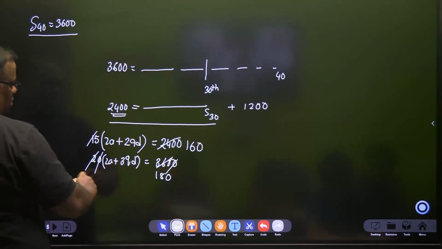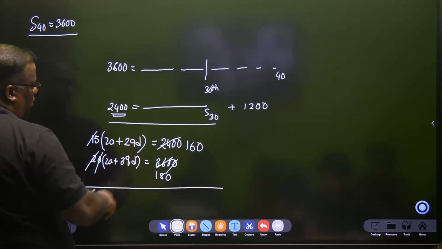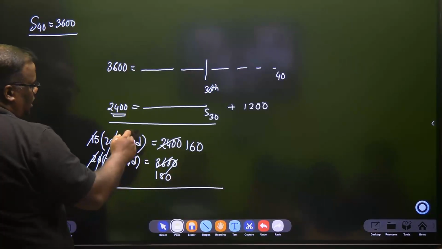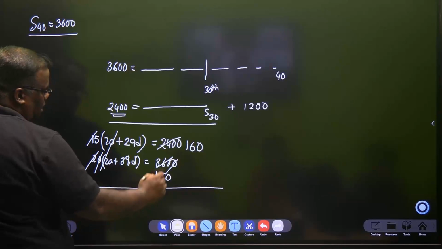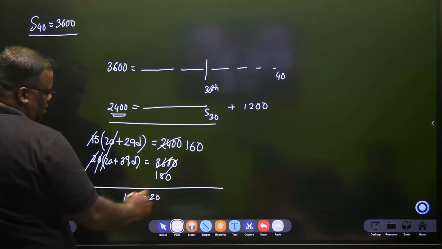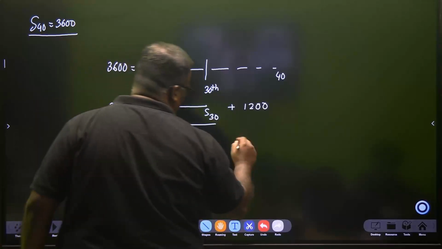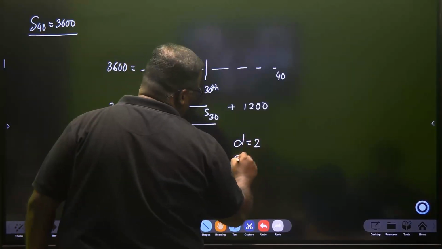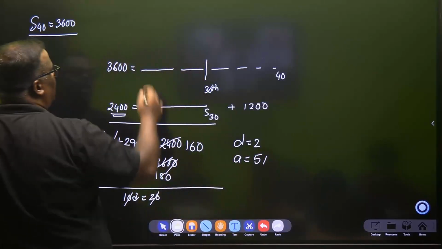So 2A, then you subtract both. If I subtract top minus bottom, then the 2A's go away. 39 minus 29 is 10D, and 180 minus 160 is 20. This is gone. D is equal to 2. Then A's value is how much? A's value is 51.